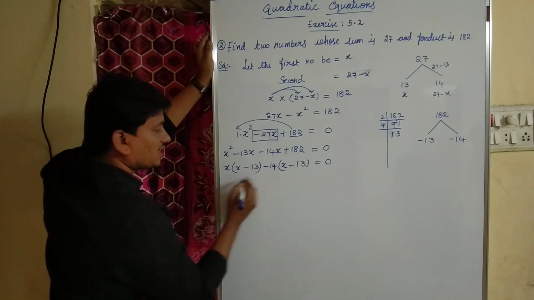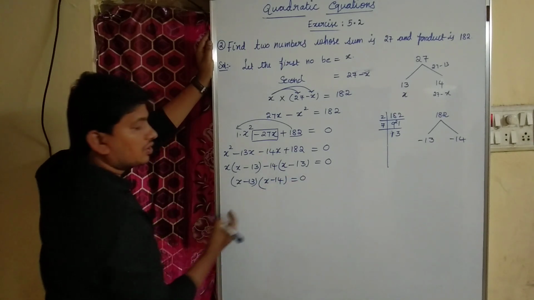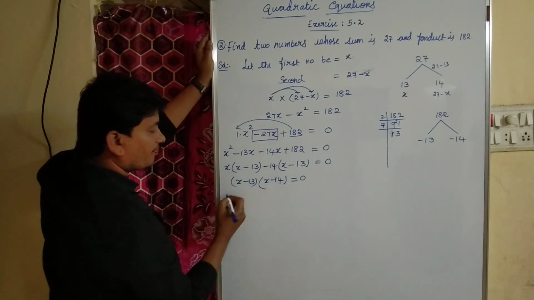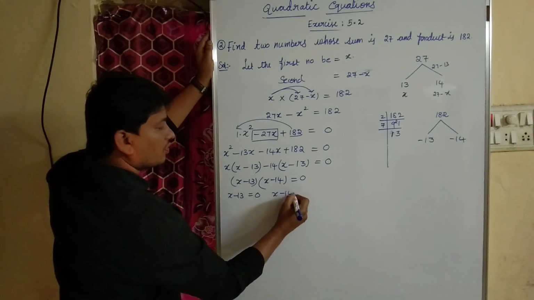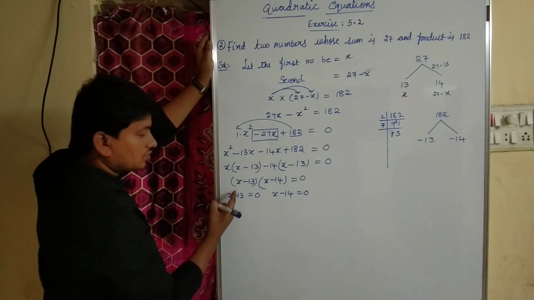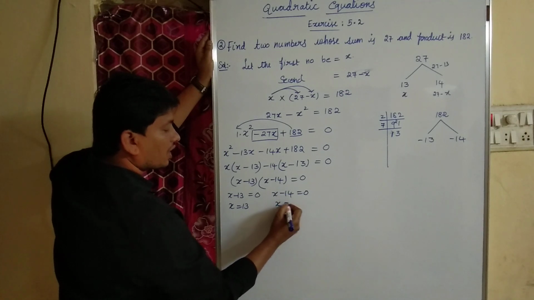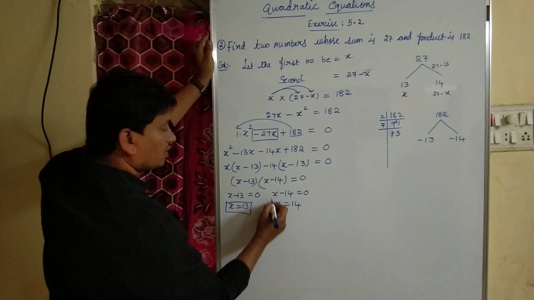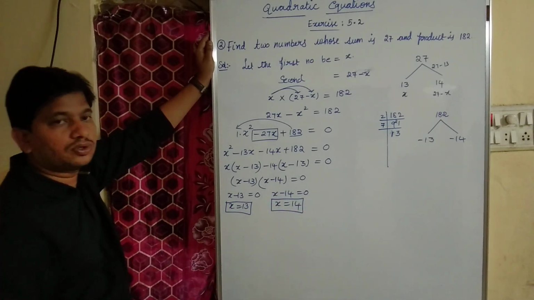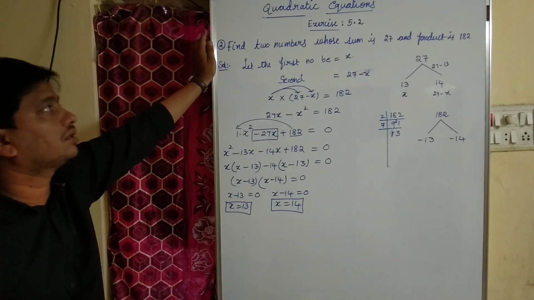Now here I have x minus 13 as common, and I get x minus 14. So (x minus 13)(x minus 14) equals 0. One is x minus 13 equals 0, and the second is x minus 14 equals 0. Minus 13 transposed becomes plus 13, minus 14 transposed becomes plus 14. So x equals 13 and x equals 14.